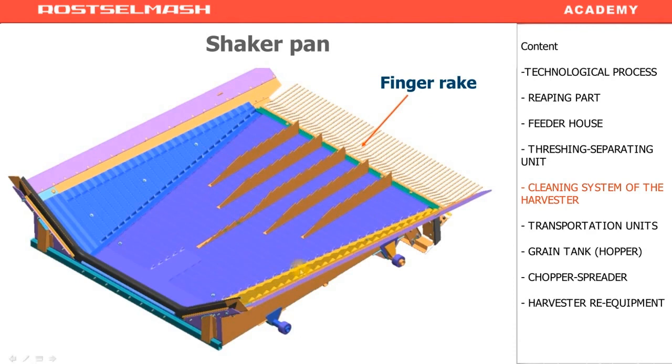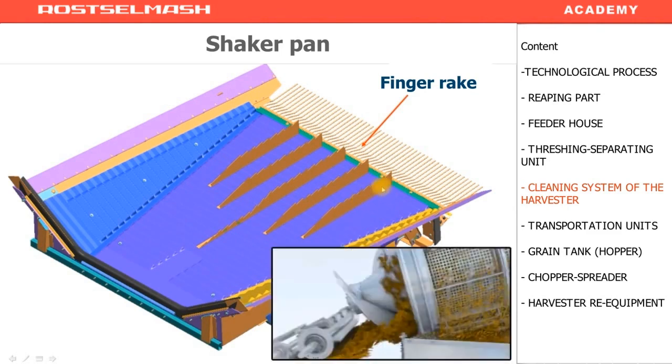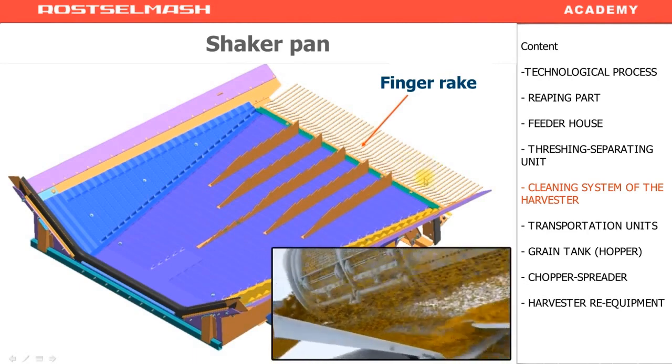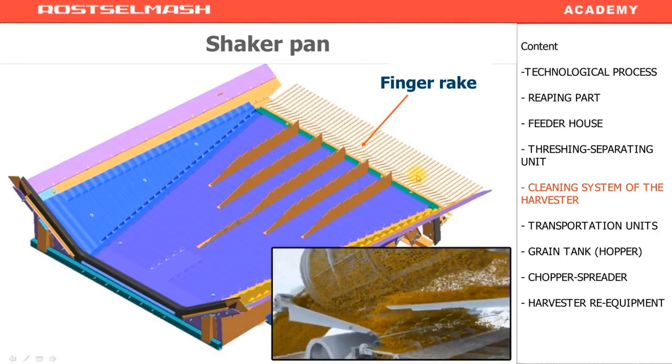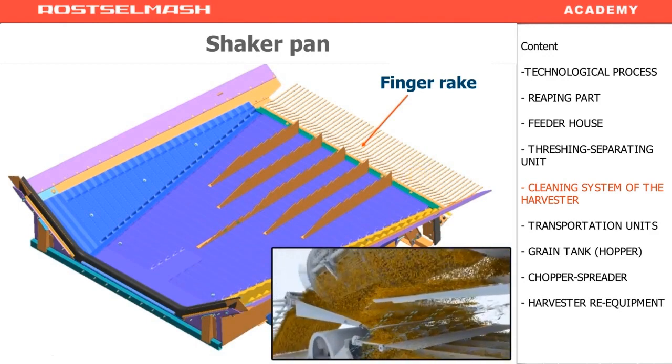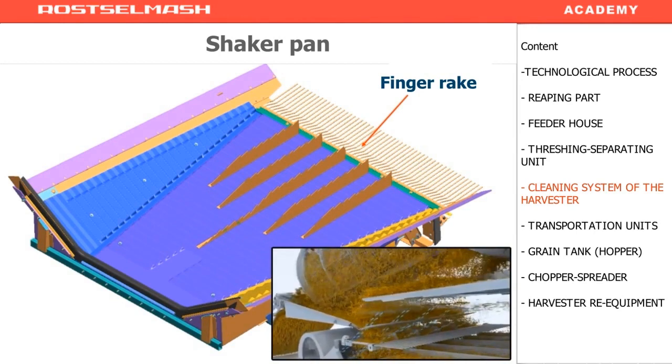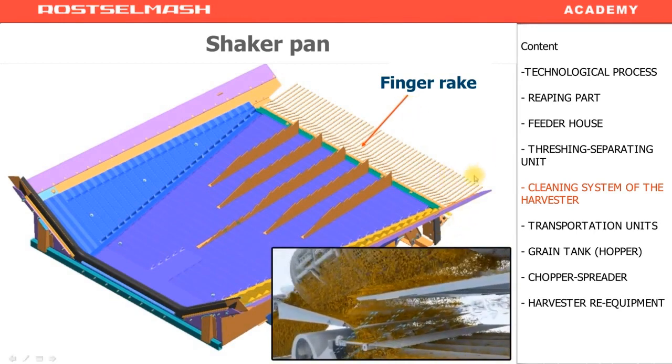The shaker pan performs reciprocal movement, and when the grain is transported, the grain is sieved down, and the lighter particles such as straw and chaff are kept above. And when moving to the pre-sieve, the finger rake holds the chaff and straw so that the grain is spilled first. At the same moment, there is airflow from the fan in this part.